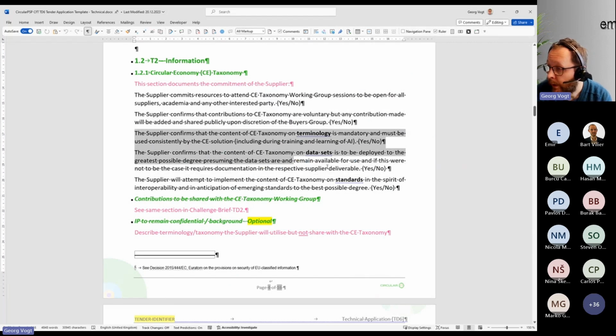Here, regarding the taxonomy, please note the differences across these three. There is a mandatory, there is an ambition, and there is an optional intent here. The taxonomy has three parts, and they're not treated the same way. The terminology is a must. Everybody has to use the terminology we define. You can contribute to it.